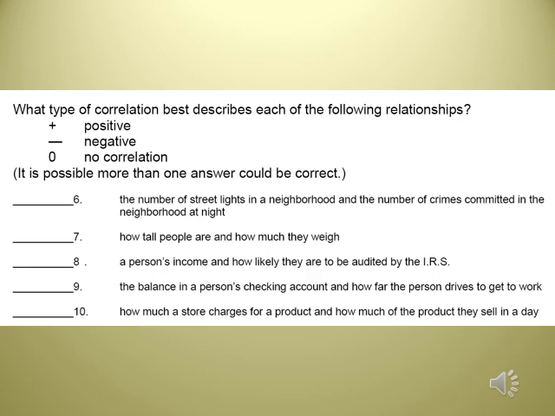How tall people are and how much they weigh was another of the examples that came up in the graphs we looked at last week. That one's definitely a positive correlation, not a perfect one, but as one thing goes up, the other one goes up too. Person's income and how likely they are to be audited by the IRS, people aren't always entirely sure of. In the real world, though, that is a very strong positive correlation. Wealthy people are much more likely to be audited than poorer people. And there's a lot of good reasons for that.